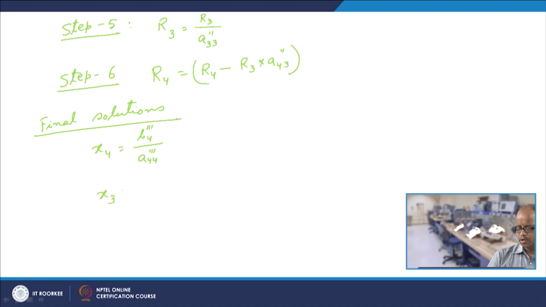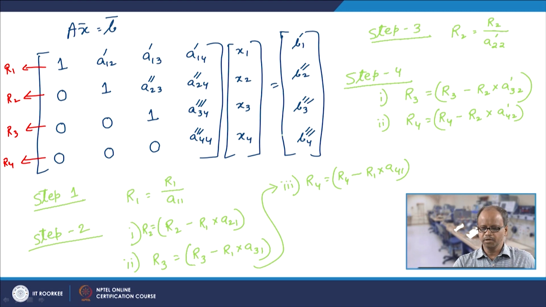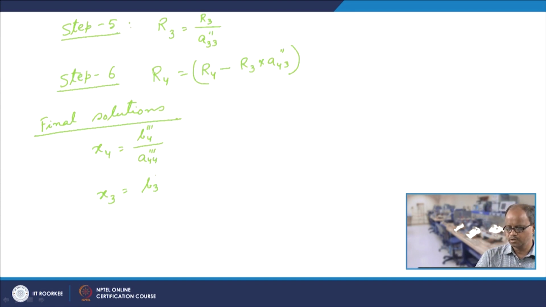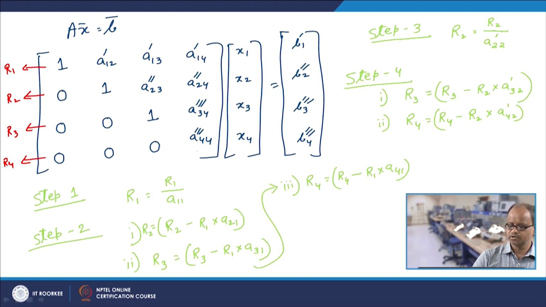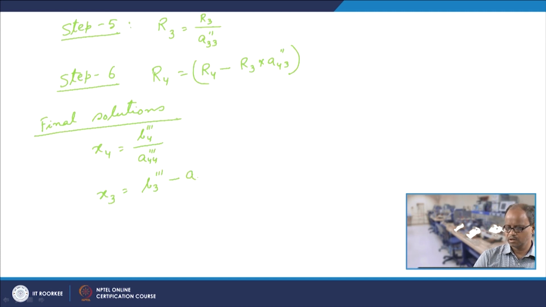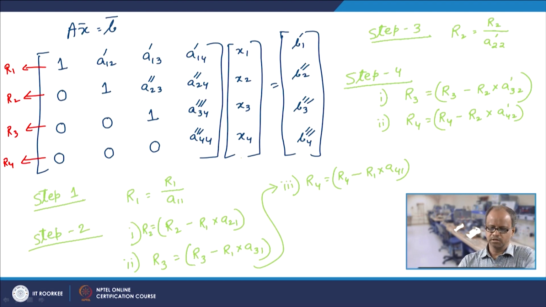Then what would happen to x3? x3 would be, from this equation, x3 plus A34 triple dash into x4 is equal to B3 triple dash. So it will be B3 triple dash minus A34 triple dash into x4, and x4 would be from here.